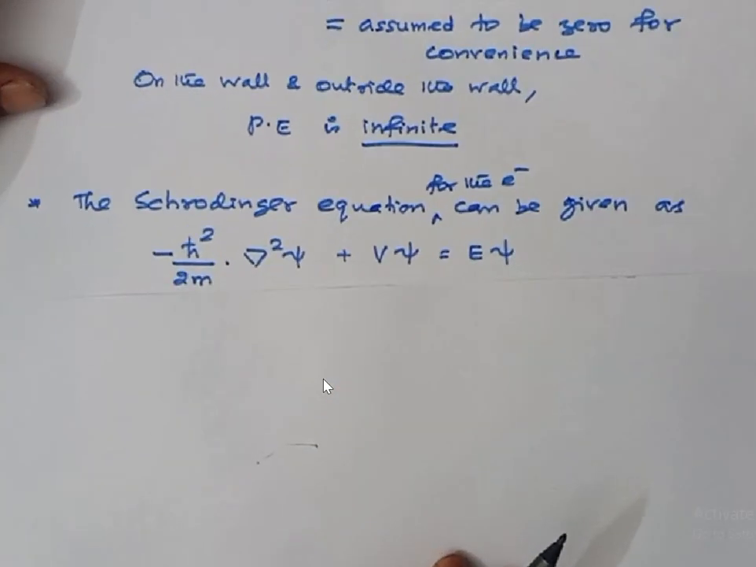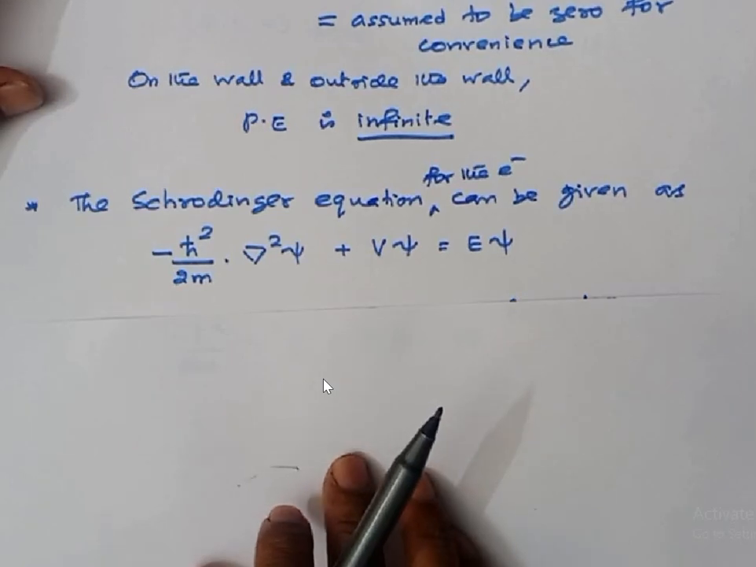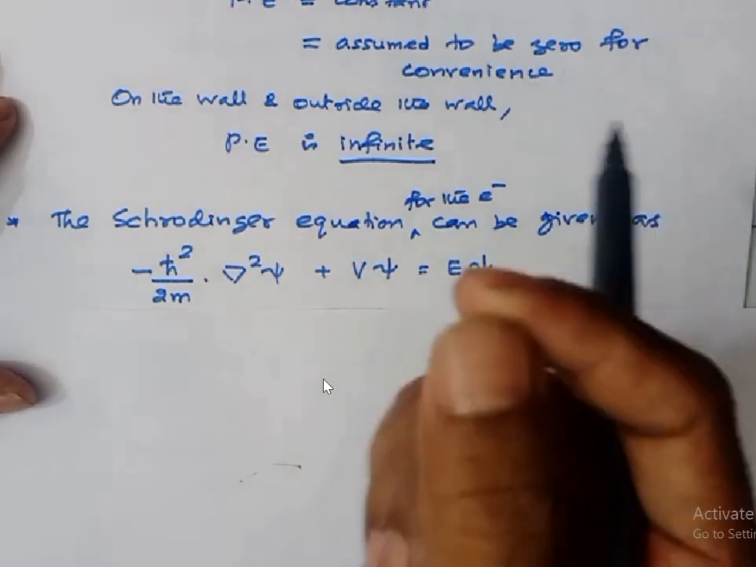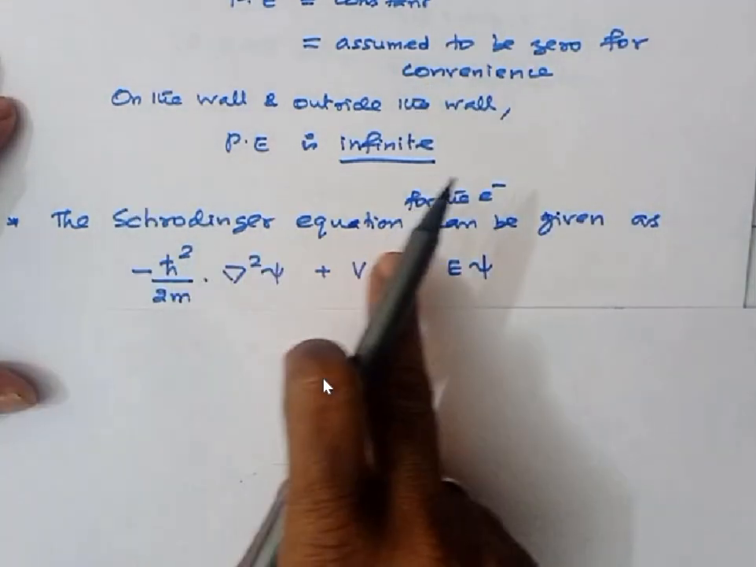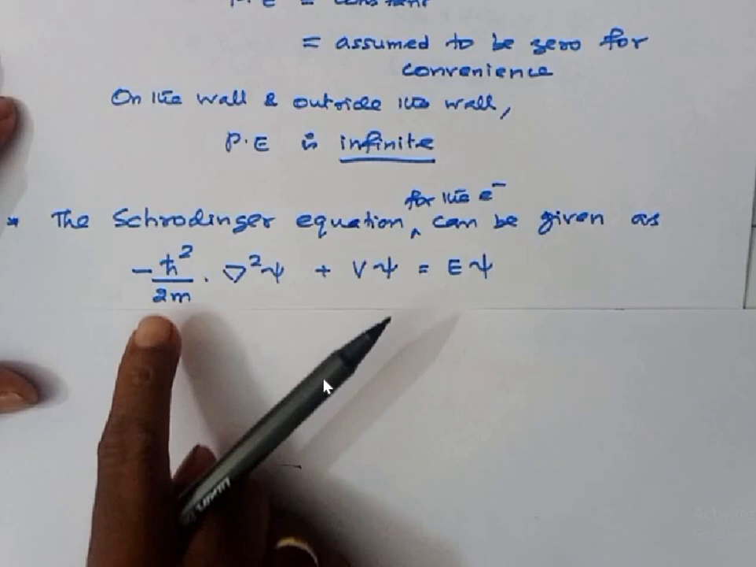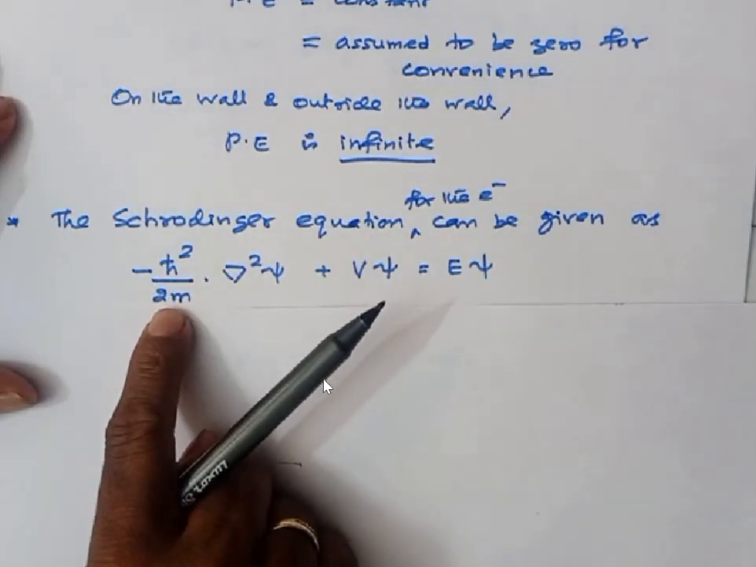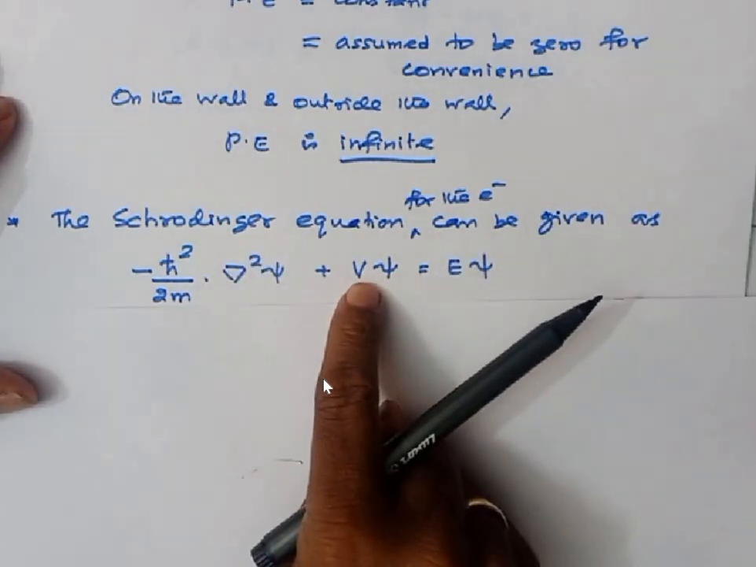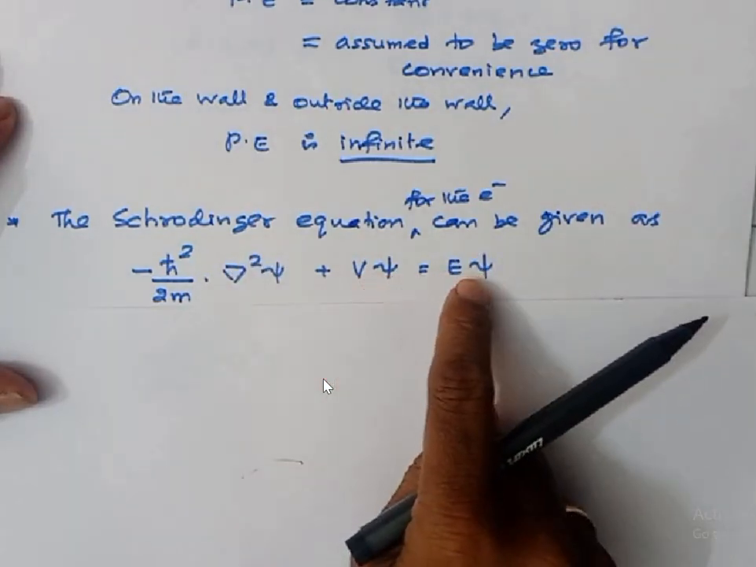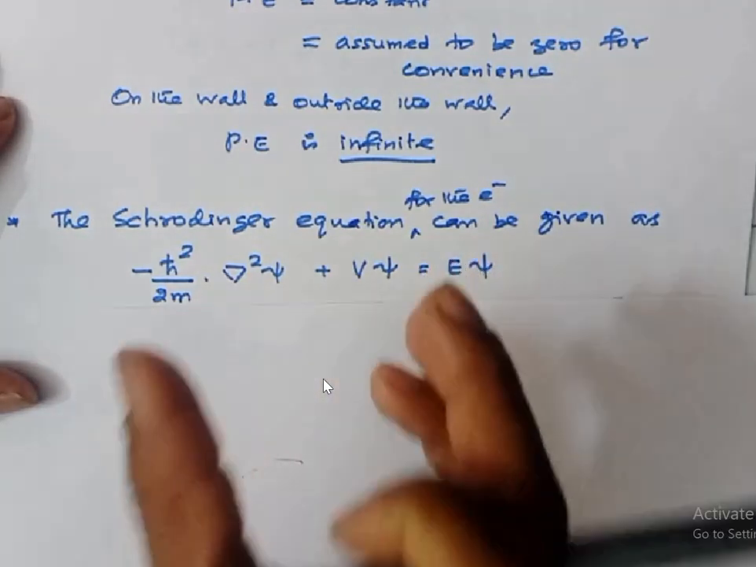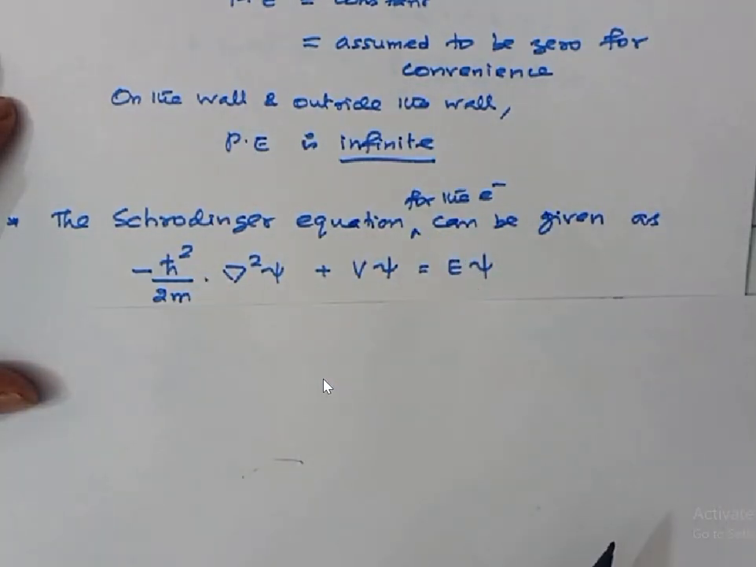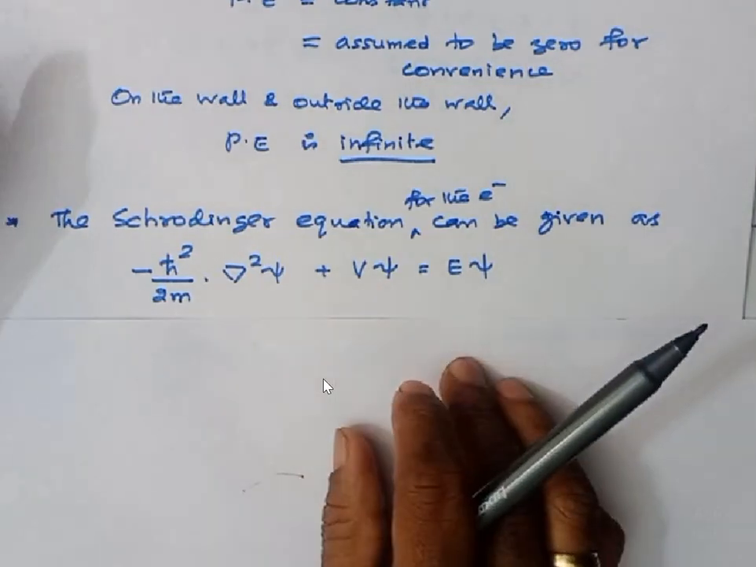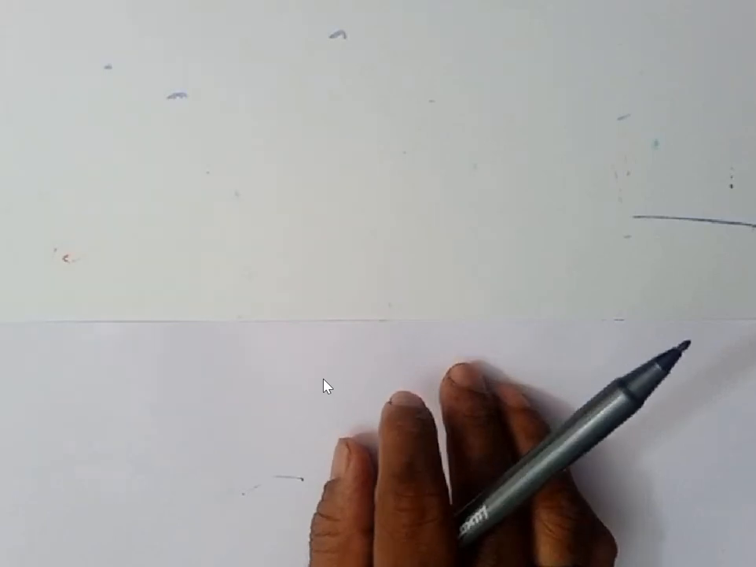Now I am going to write the Schrodinger equation for the free electron. You take any one free electron first. The Schrodinger equation for an electron can be given as minus h bar squared by 2m del squared psi, this is the kinetic energy part, plus potential energy times psi equals E psi. This is the general form of the Schrodinger equation. And here potential energy is 0. Therefore, this equation gets modified as, let me write on the next page.